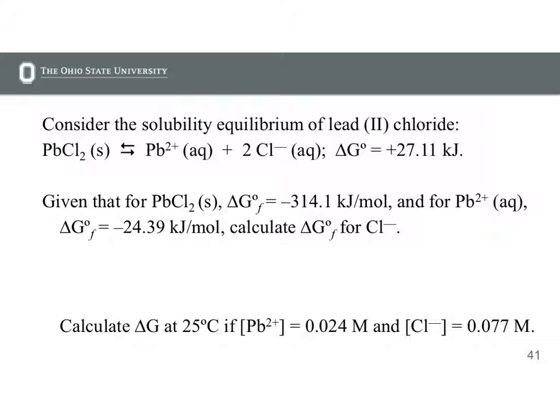And then given what you know for the formation of the reactants and products in this equilibrium, those are all given here. I want you to calculate delta G of formation for the chloride ion. Once you do that, I want you to calculate delta G, not at equilibrium, if the lead ion concentration is this and the chloride ion concentration is this. So there's two steps. First one, figure out delta G of formation for chloride ion. Second one, non-standard condition type problem.